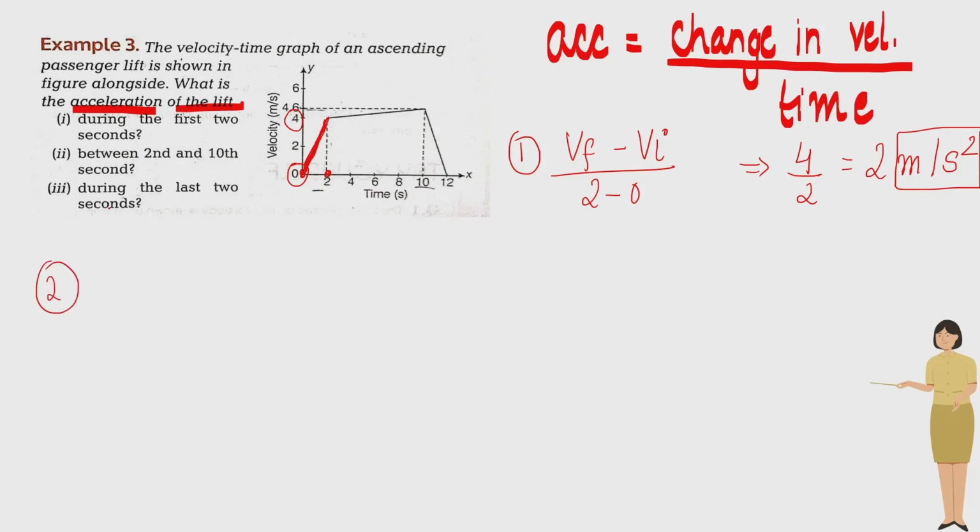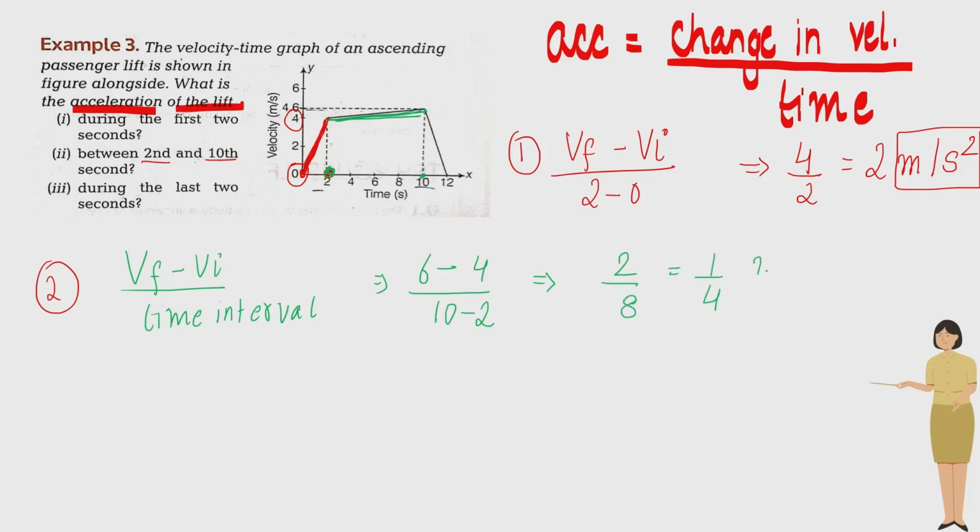Now let's take case number 2. It is saying between 2 and 10 seconds. Let me change the pen for you. So this is 2 and this is 10. So basically I have to judge this line for the second case. The formula will again be the same: v final minus v initial upon the time interval, that is, for how many seconds you have observed. So v final is 6, v initial is 4, and the time interval is 10 minus 2, so basically you judged for 8 seconds. So it is 2 upon 8, that is 1/4 meter per second square. Do focus on the unit.